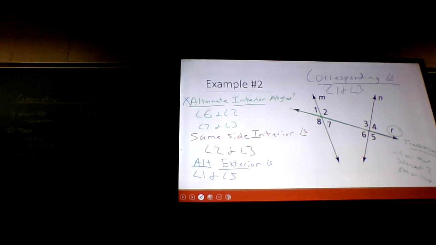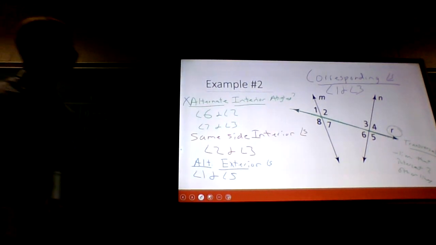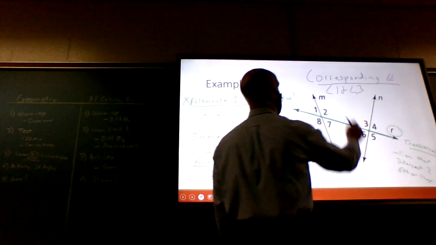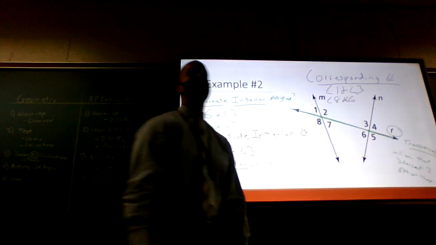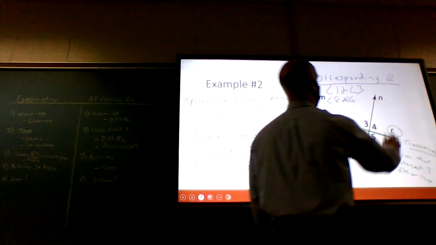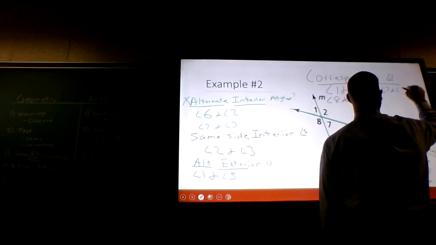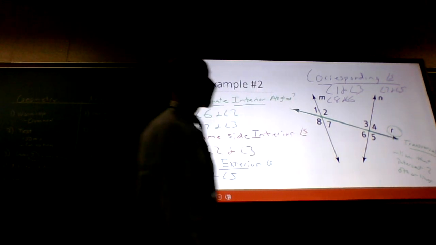Who can give me another example of 2 angles that are corresponding angles? Ronan. 8 and 6. Correct. Who can give me another example? Thomas? 7 and 5. Who can give me one more example? 2 and 4.